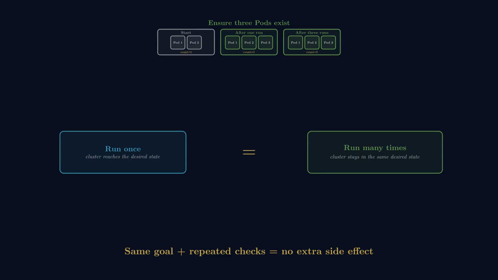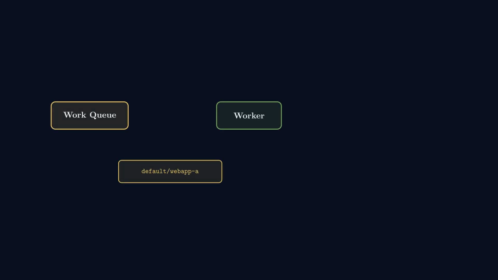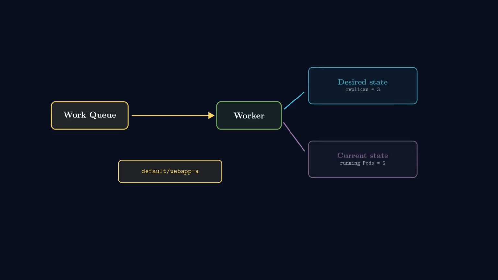This works because the work queue does not tell the worker to create the pod that was missing 5 seconds ago. It only gives the worker an object key, default/webapp. The key means, look at this application again. The worker must then read what the application wants and what the cluster looks like now.